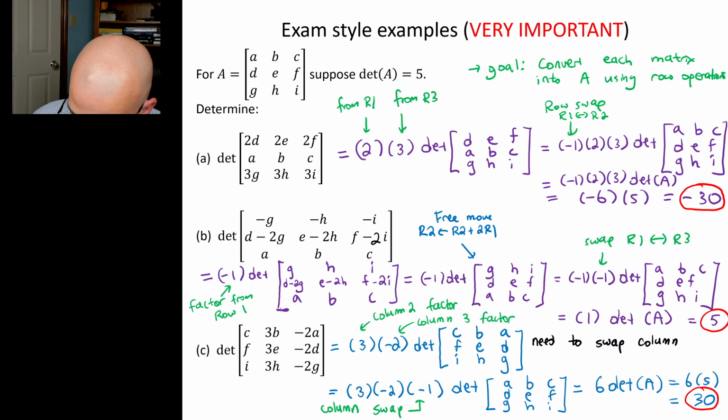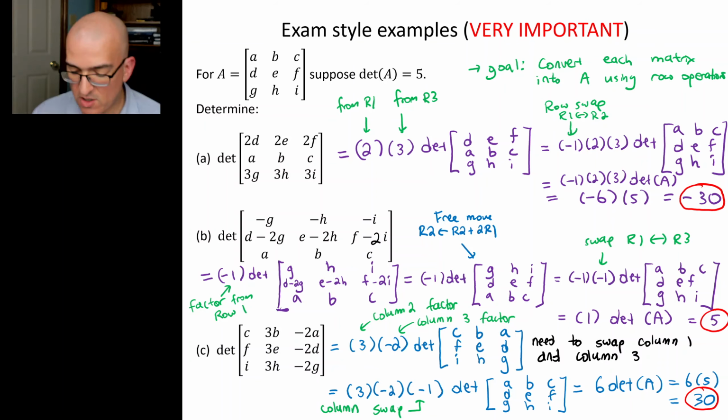We need to swap column 1 and column 3, which has a cost of -1. And we'll continue in the next video.